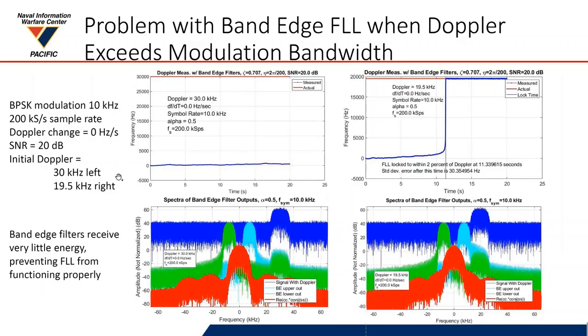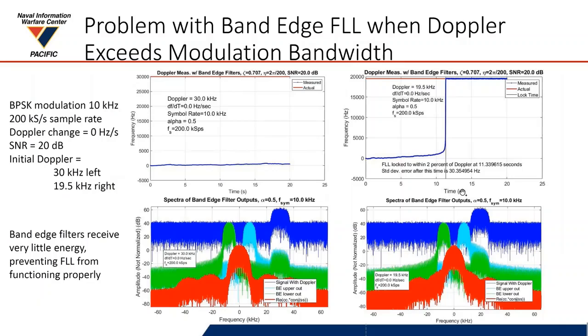On the left, I've got a 30 kilohertz offset. And you can see that the upper band edge filter and the lower band edge filter are only being excited by noise. It's only in the side lobes that we actually get any relevant energy from the signal of interest. And the difference between them is so small you can hardly tell which is which. And for that reason, there's no locking action on this. 20 seconds elapse and the FLL never achieves lock.